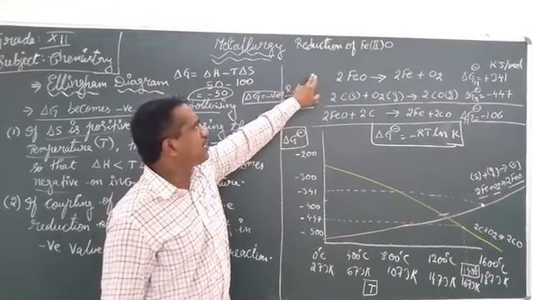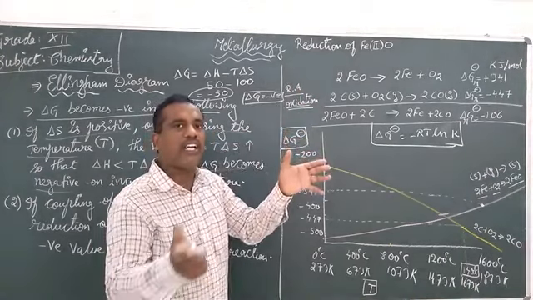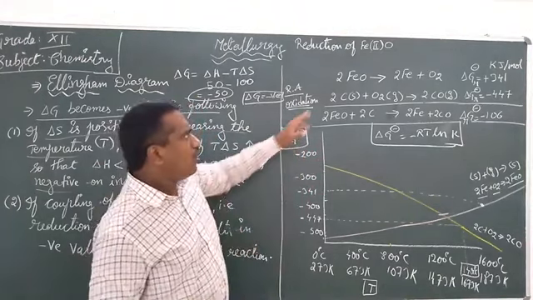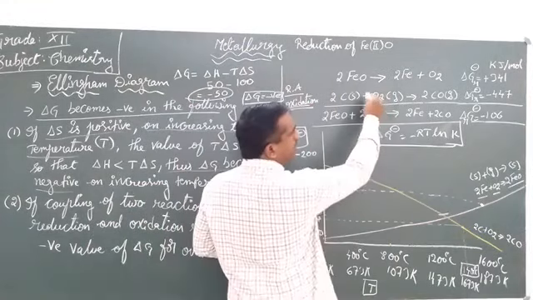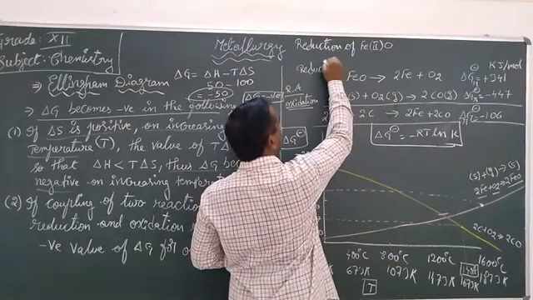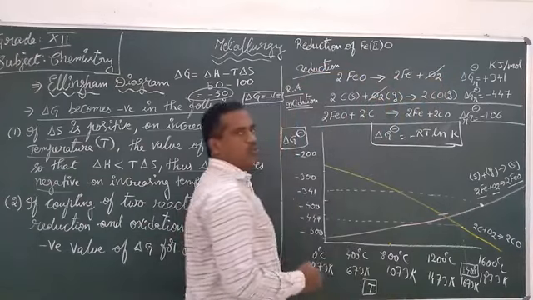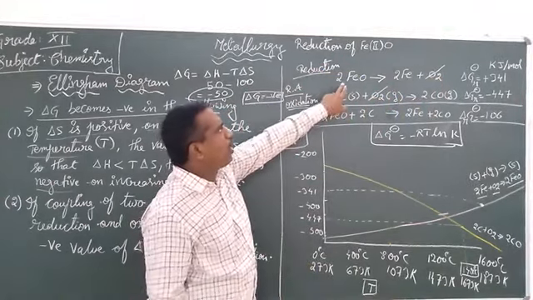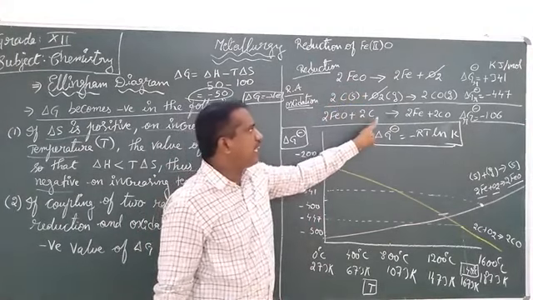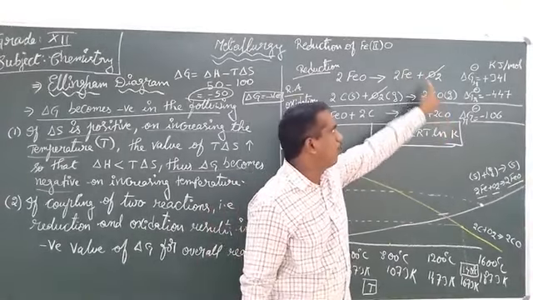In order to complete this reaction, we need to sum up both the half reactions, the reduction half reaction and the oxidation half reaction, to give the overall reaction. What is common in these two reactions? In the reduction reaction we had O2 and in the oxidation reaction also we had O2. When we cancel them, we get 2FeO plus 2C gives rise to 2Fe plus 2CO.